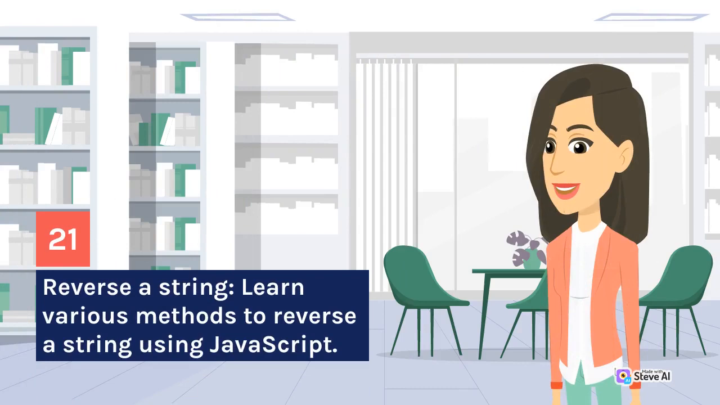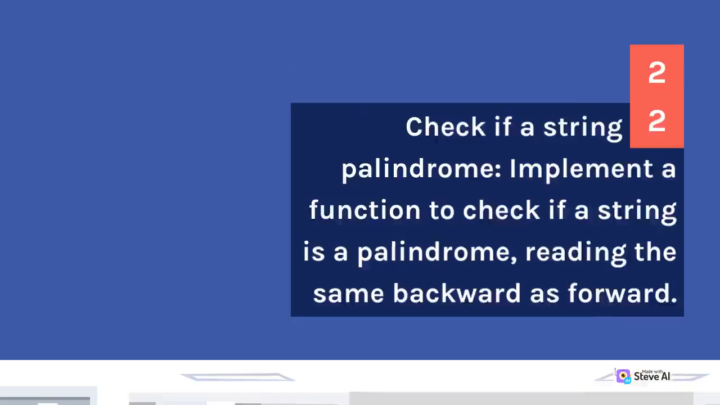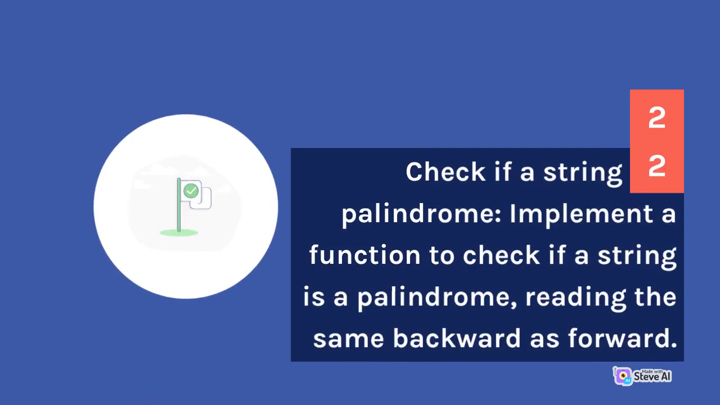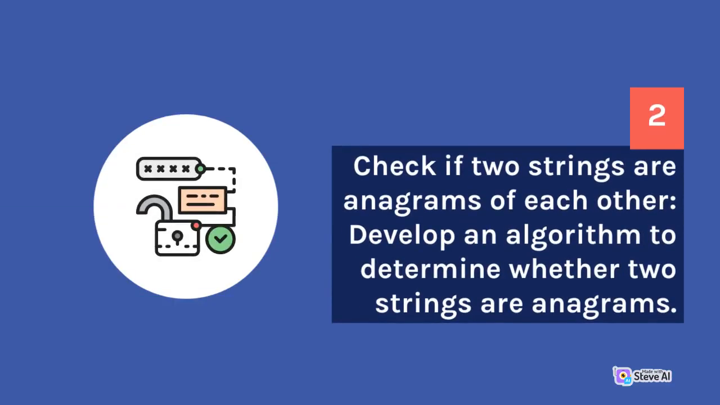Reverse a string. Learn various methods to reverse a string using JavaScript. Check if a string is a palindrome. Implement a function to check if a string is a palindrome, reading the same backward as forward. Check if two strings are anagrams of each other. Develop an algorithm to determine whether two strings are anagrams.